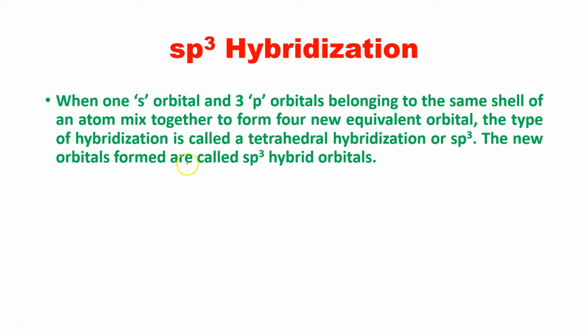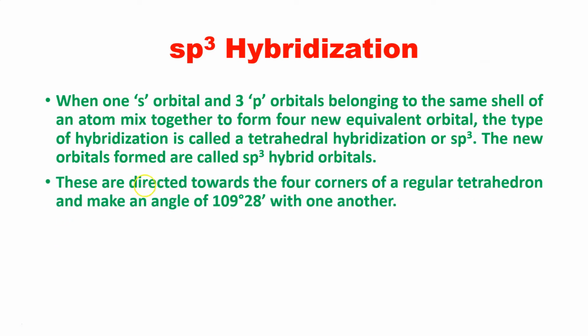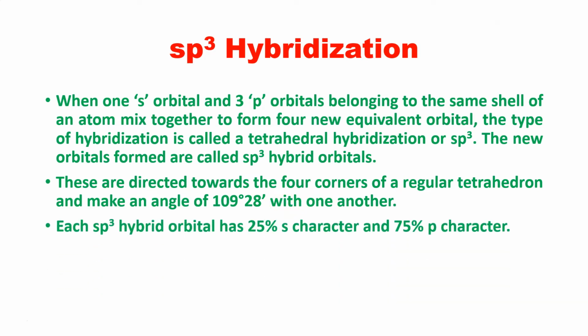And these newly formed orbitals are said to be sp3 hybrid orbitals. These are directed towards the four corners of a regular tetrahedron and make an angle of 109 degrees 28 minutes with one another. I will explain this part with the help of a diagram. Each sp3 hybrid orbital has 25% s character and 75% p character. As you can see, s is only 1 and p is 3. It means that 25% character is of s and 75% character is of p.